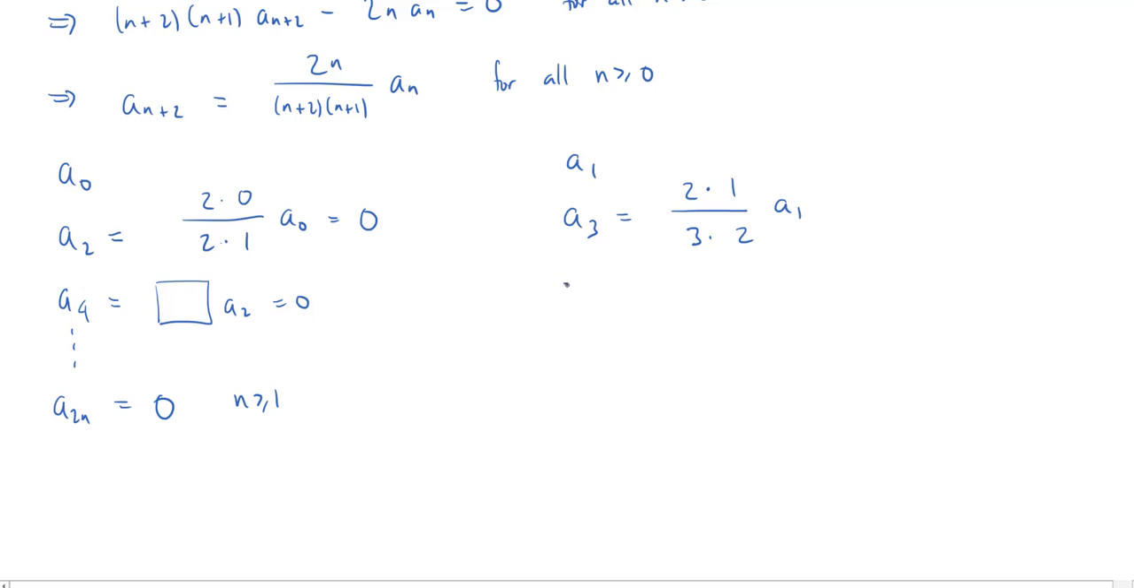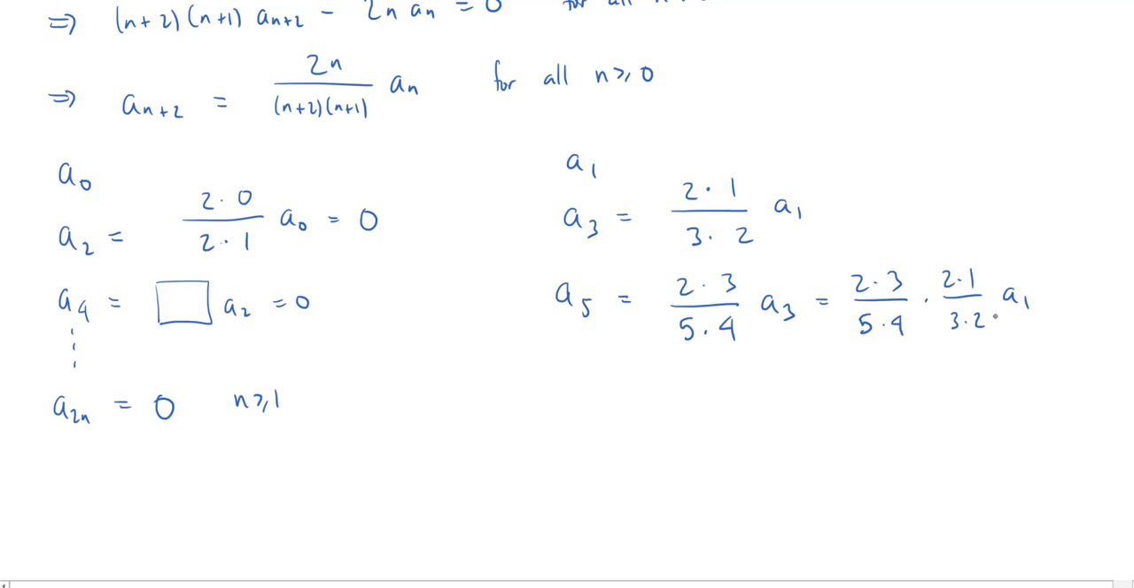Let's try a5. So a5 will be 2 times, now n is 2 less, so 2 less than 5 is 3. Then the same number, that's 5, 1 less, that's 4, and then we write an a3. But we already know a3, so we can write 2 times 3 over 5 times 4, times my a3, which was 2 times 1 over 3 times 2 times a1. And we've written a5 in terms of a1.